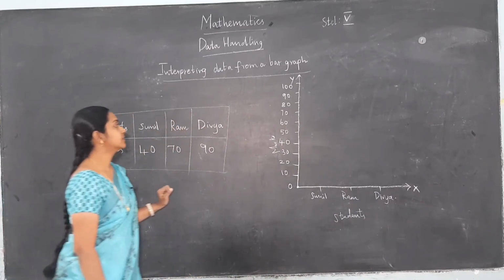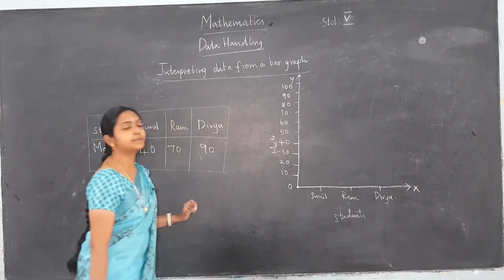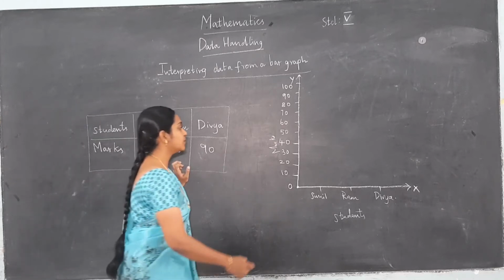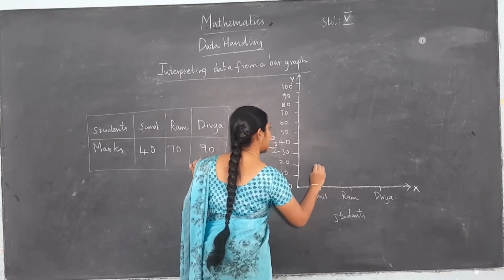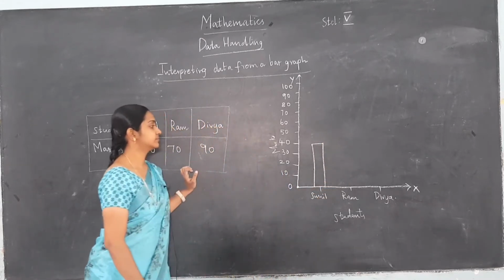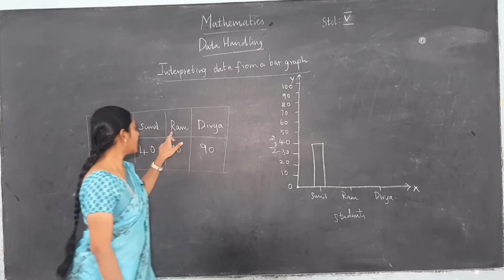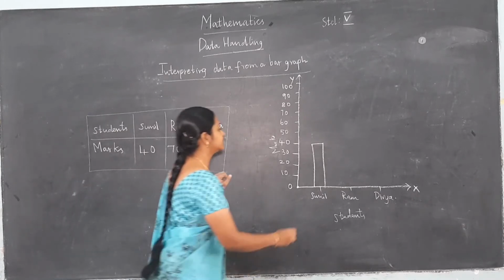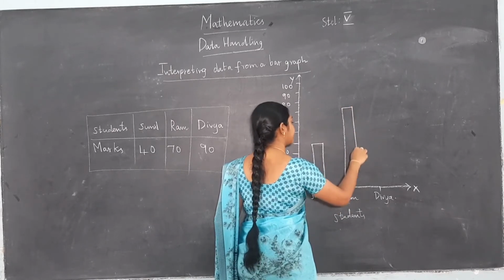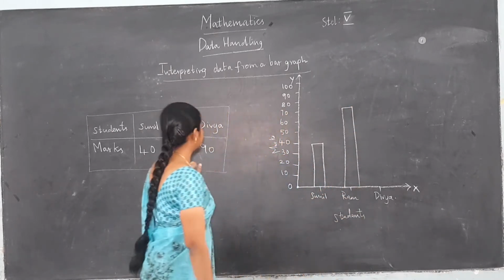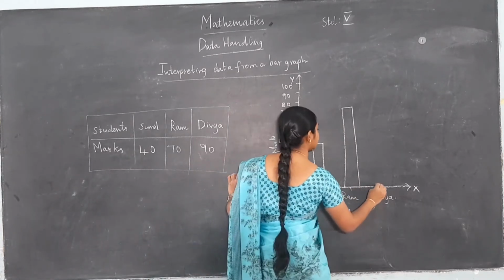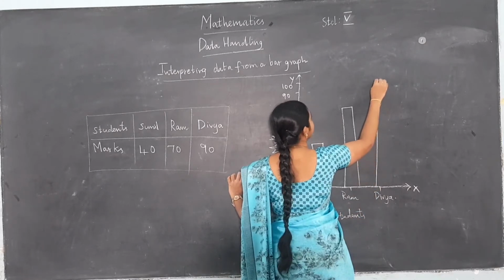Next, we have to represent the rectangular bars. Sunil's marks is 40. So, from 0 to 40, we have to draw the rectangular bar. Next, Ram's score is 70. From 0 to 70, we have to draw the bar. Next, Divya's score is 90. So, from 0 to 90, we have to draw the bar.